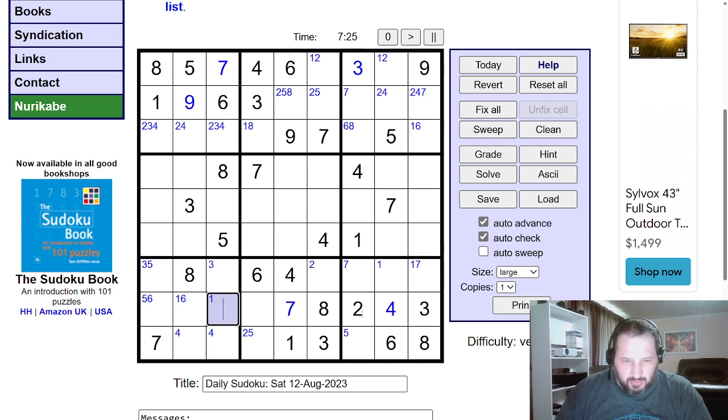So I've got a 1. Let me look at this middle row. 2, 3, 4. So 5 could be here or 5 could be here. Sixes are here. 7, 8. 9 could be here, here, or here. Okay, let's look vertically for pairs and see if we can weed some of these out.